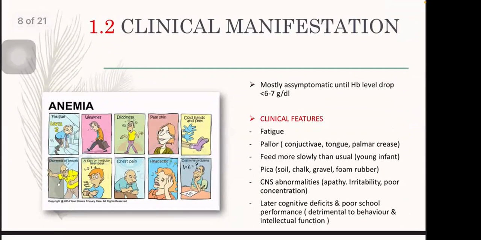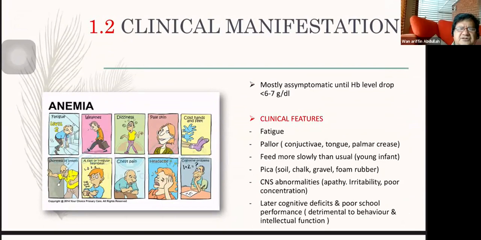So next is the clinical manifestation of iron deficiency. Mostly it is asymptomatic until the hemoglobin level drops less than 6 to 7 grams per deciliter. So this is considered as severe anemia, isn't it?